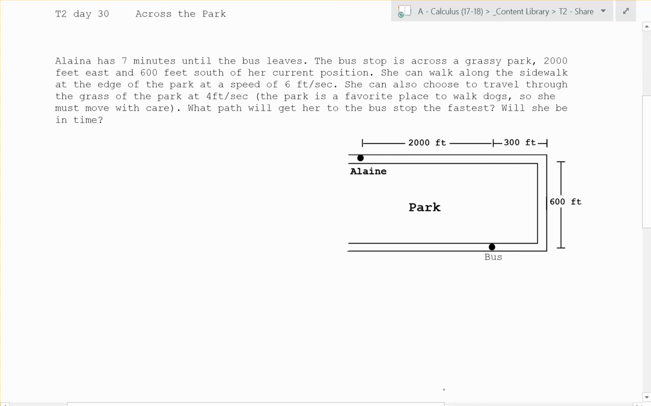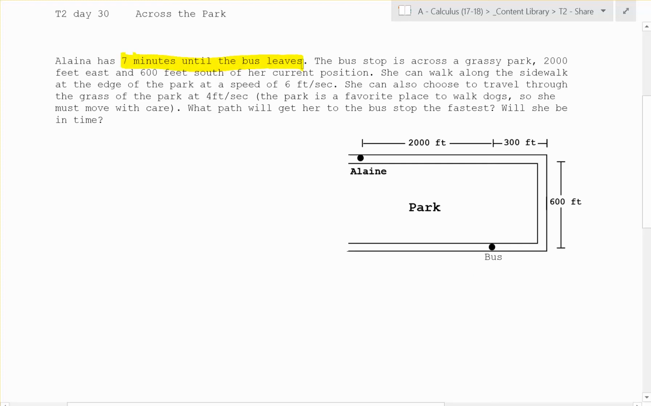To day 30 of calculus. Today we're going to take a stroll through the park. Elaine is trying to get to the bus, and she can either walk through the park or she can walk on the sidewalk or some combination of the two.